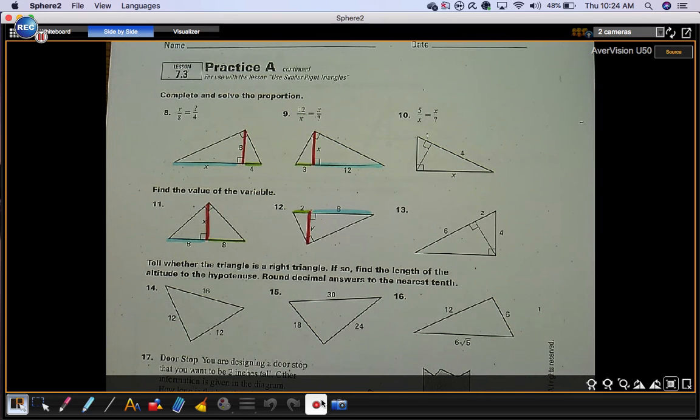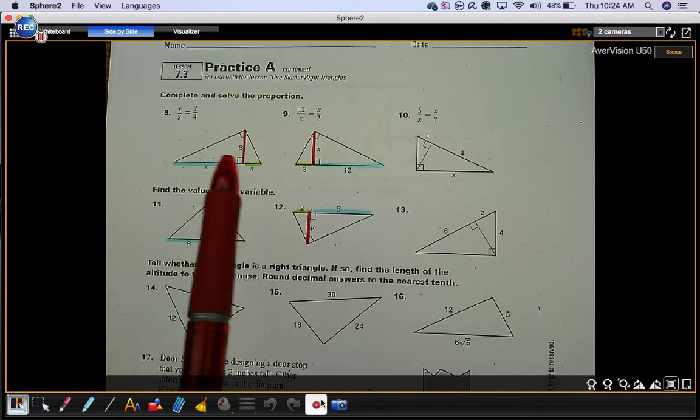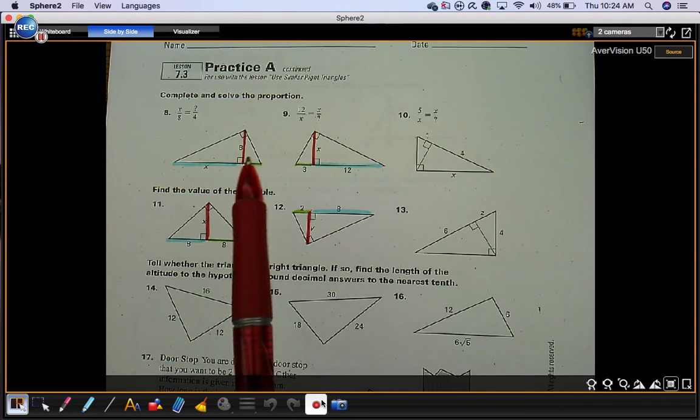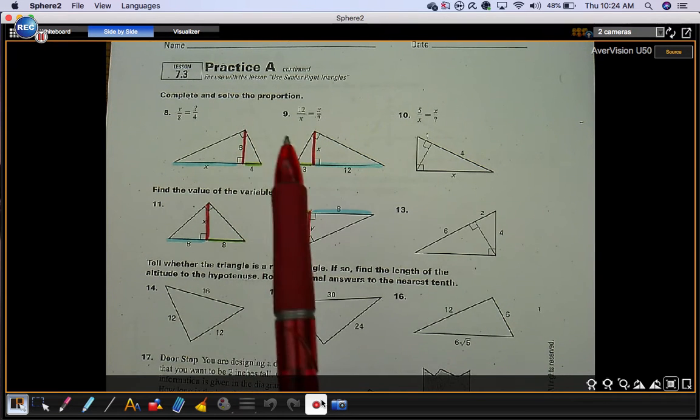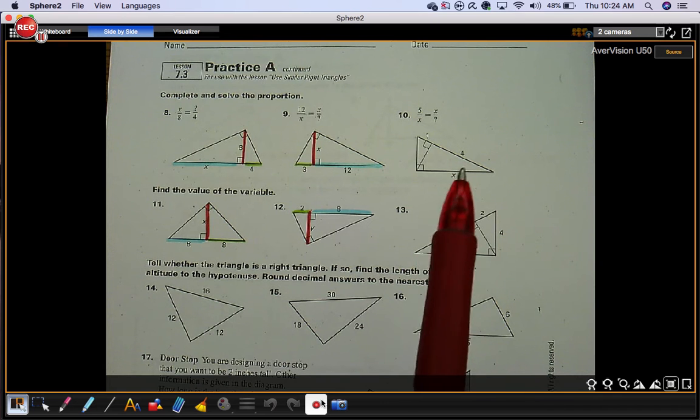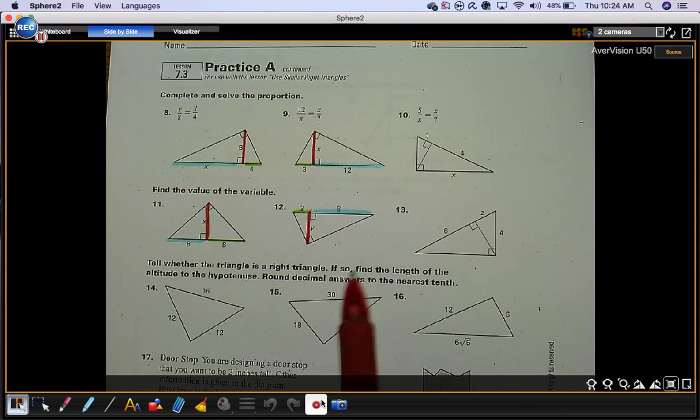This is practice A for section 7.3. We're going to do numbers 8, 9, 11, and 12. They might seem random, but we're doing the geometric mean problems that use the altitude to the hypotenuse as the geometric mean. So these ones we'll do in a different video because they use a different theorem.